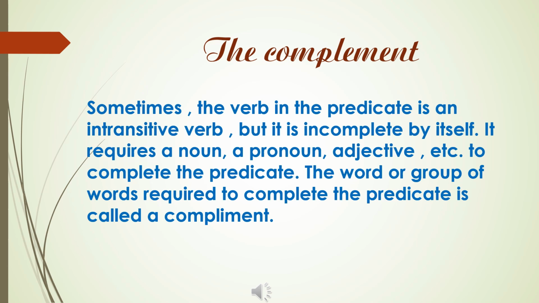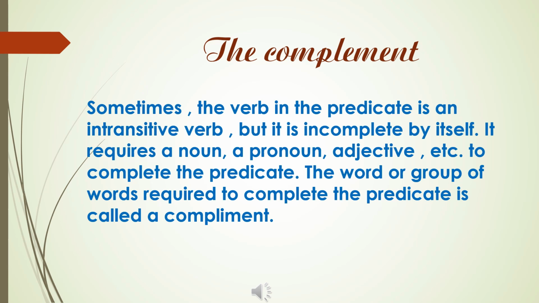Sometimes the verb in the predicate is an intransitive verb, but it is incomplete by itself. It requires a noun, a pronoun, an adjective, etc. to complete the predicate. The word or group of words required to complete the predicate is called a complement. The complement of an intransitive verb describes the subject. It is therefore called the subject complement.